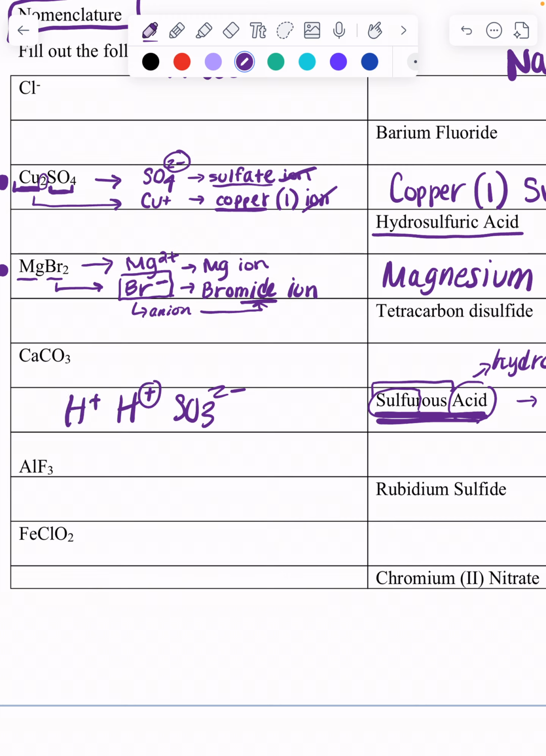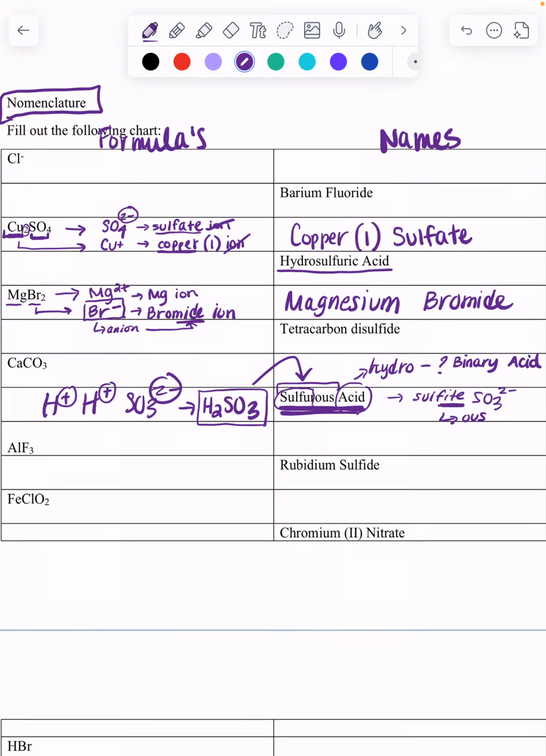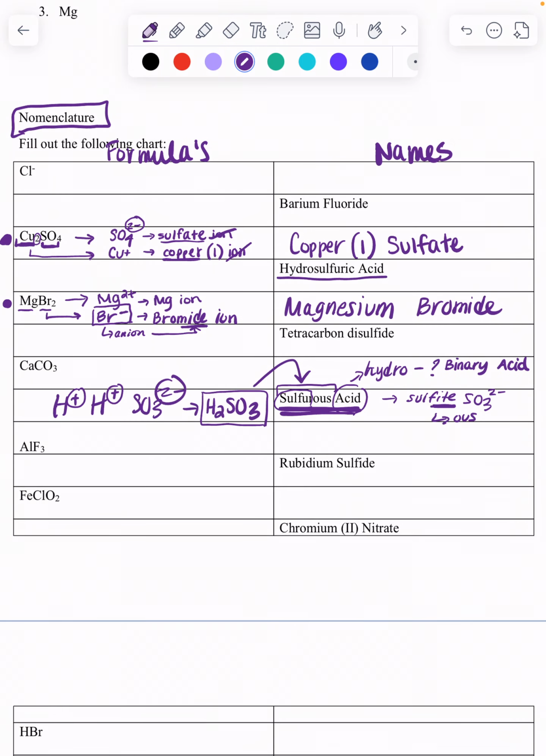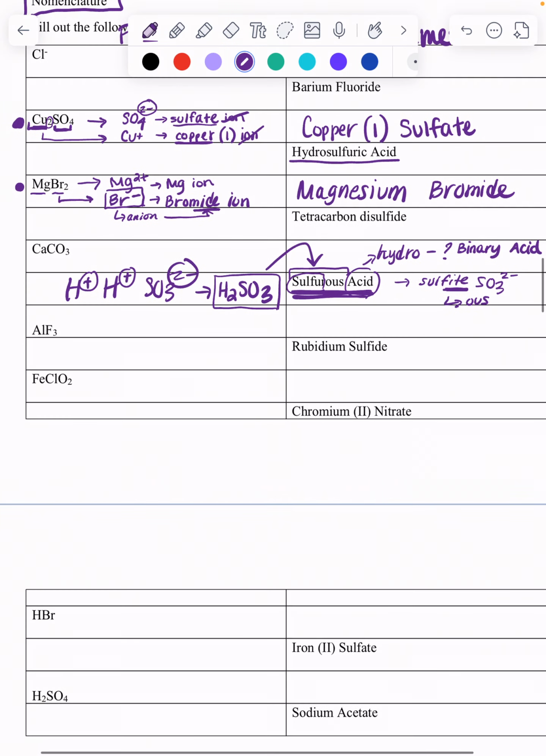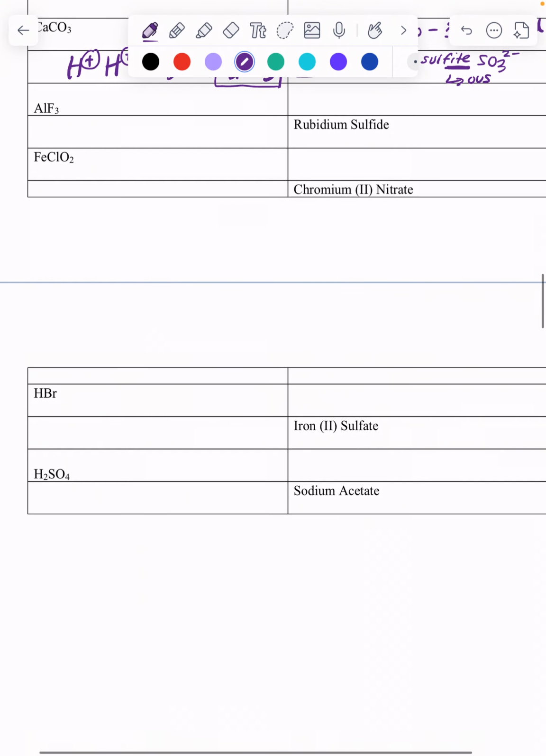And we look, those two positive charges balance out sulfite's two negatives. So if I put this together, it's going to be H2SO3. Remember, we don't need to add the charges. This is a neutral compound. H2SO3 will be sulfurous acid. Amazing. It has a little bit more work, however, it's cool. We're chilling. Let me do one more example.